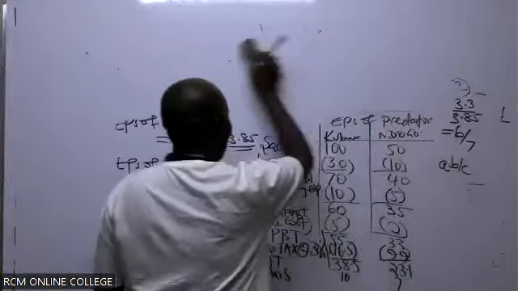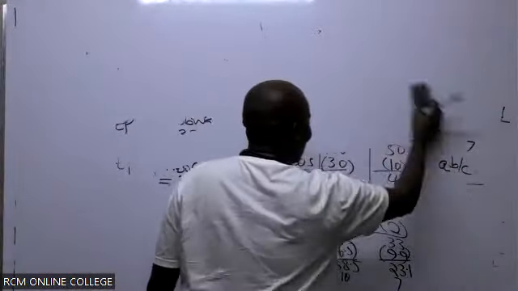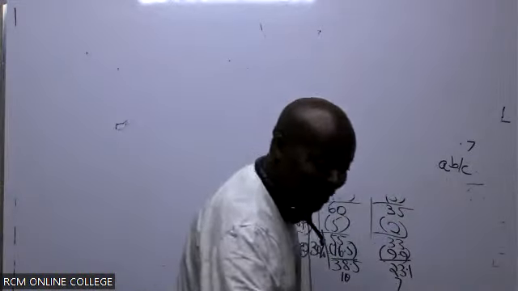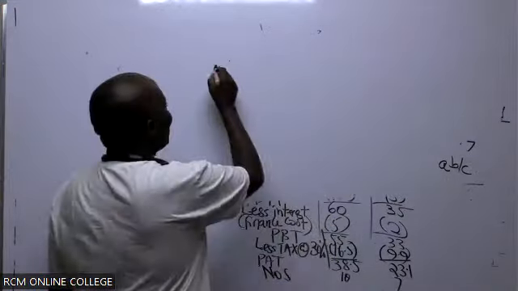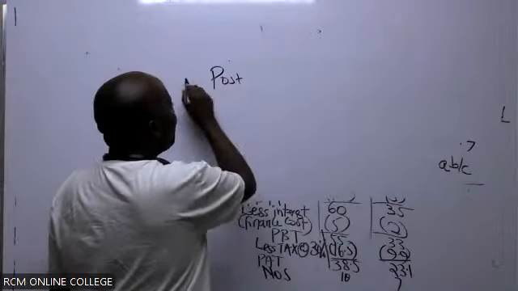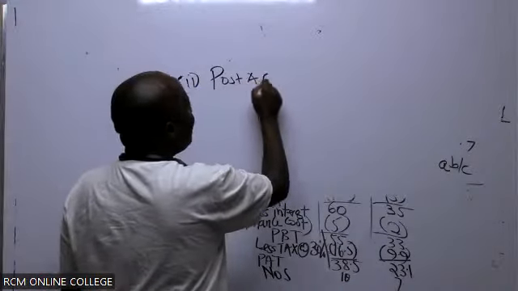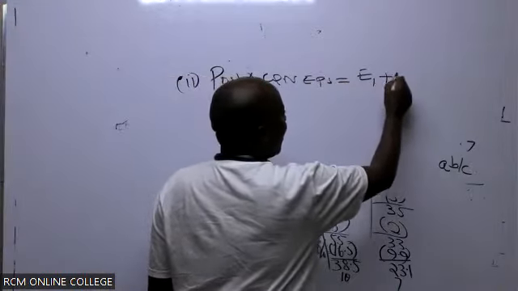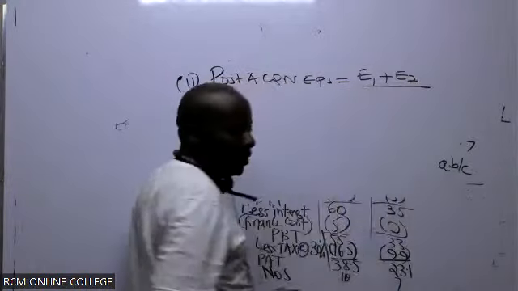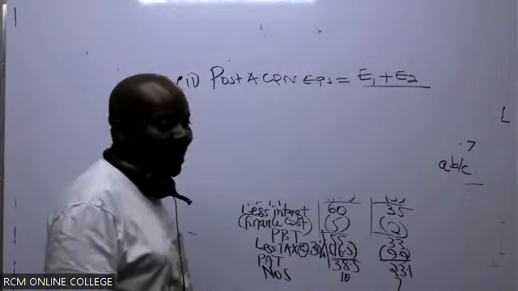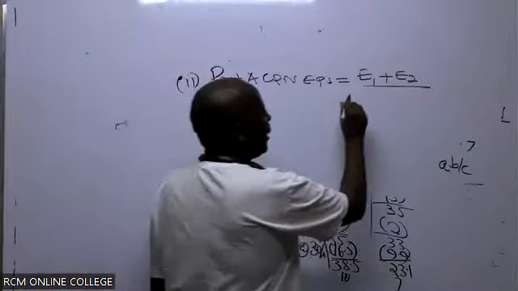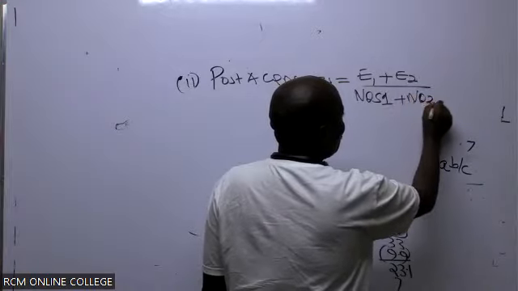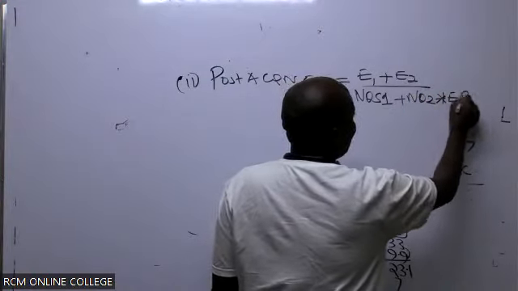So anytime we talk about post-acquisition EPS, this is number 2 now, it will be earnings of company 1 plus earnings of company 2, divided by their respective number of ordinary shares: NOS 1 plus NOS 2 times what we call the exchange ratio.